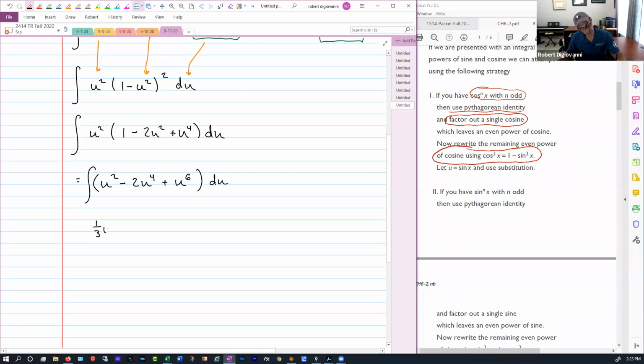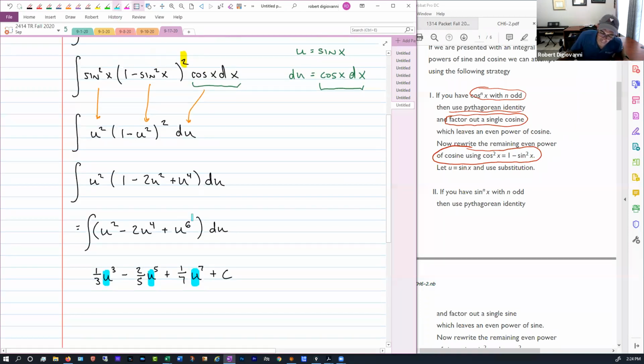1/3 u cubed minus 2/5 u to the 5th plus 1/7 u to the 7th plus c. And the last step I'm not going to do, but I've just replaced all those u's with what? Sine x. Yep.